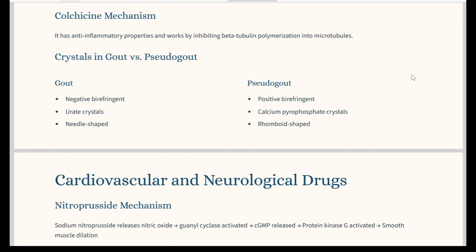Next is difference between gout and pseudogout. This might be a crossover with pathology. So positive and negative birefringent crystal, you have to remember gout is negative, pseudogout is positive. And what are the crystals? Calcium pyrophosphate crystals are with pseudogout, and urate crystals are with gout.